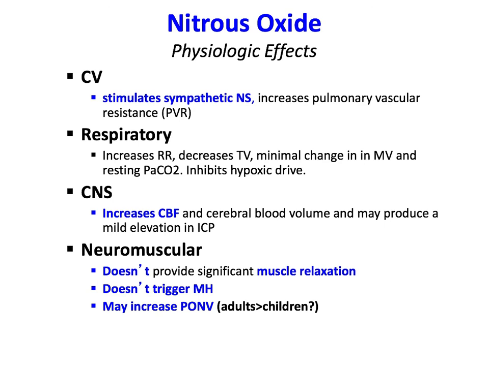Much less effects on the respiratory system, at least it appears to, than the volatile anesthetics DES, SEVO, and ISO. In the central nervous system, it too can increase cerebral blood flow and may produce a mild elevation in intracranial pressure. It doesn't significantly relax muscles and doesn't trigger malignant hyperthermia. One of the things that has decreased the use of nitrous oxide is the potential side effect of increasing postoperative nausea and vomiting, maybe more in adults than in children.